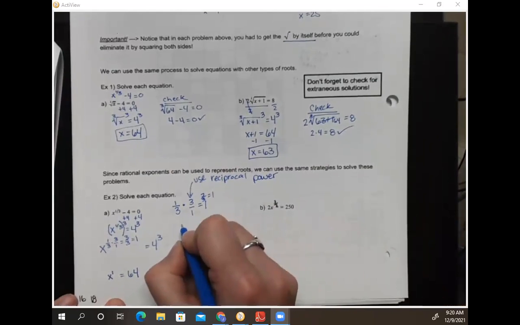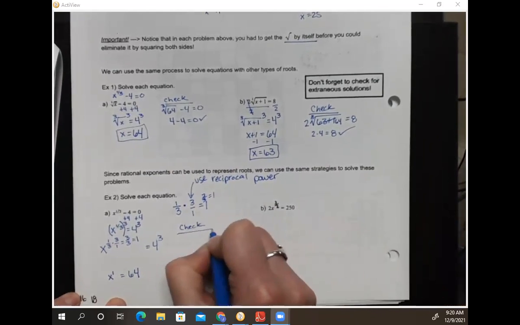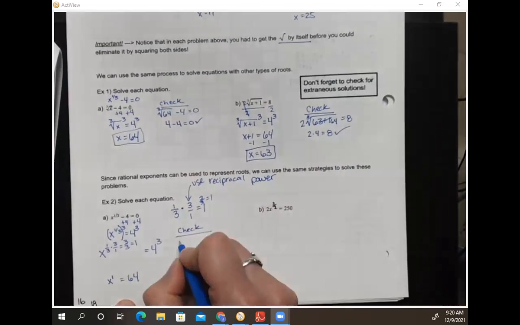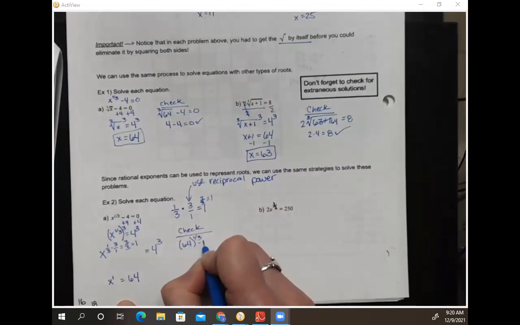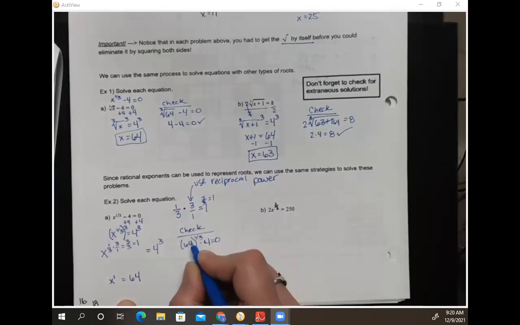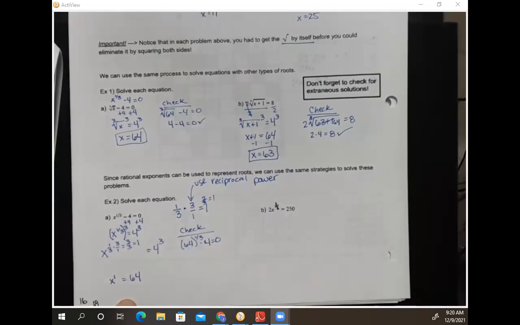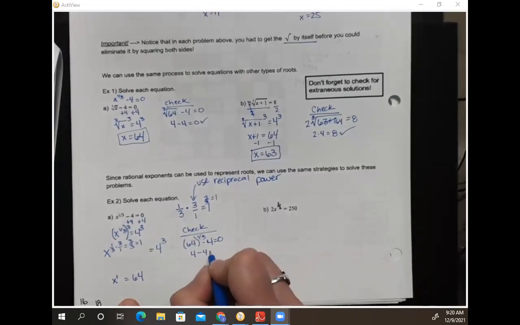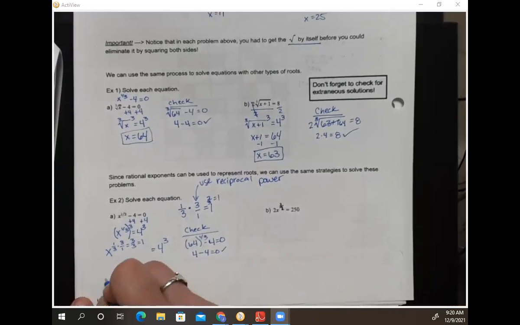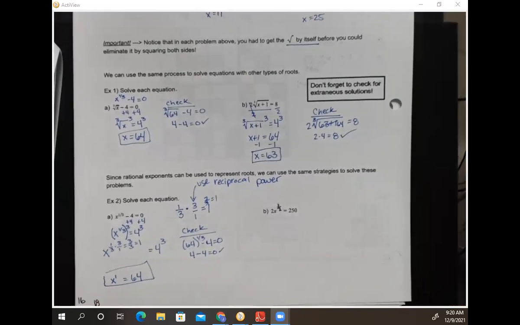The difference is that when I check it, instead of having it written as a root, it would be 64 to the 1/3 power, oops, minus 4 equals 0. 64 to the 1/3 power, that's still the same thing as the cube root of 64, which is 4. So that's still 4 minus 4, which is still 0. Okay? Same problem that we worked through 2 different ways.